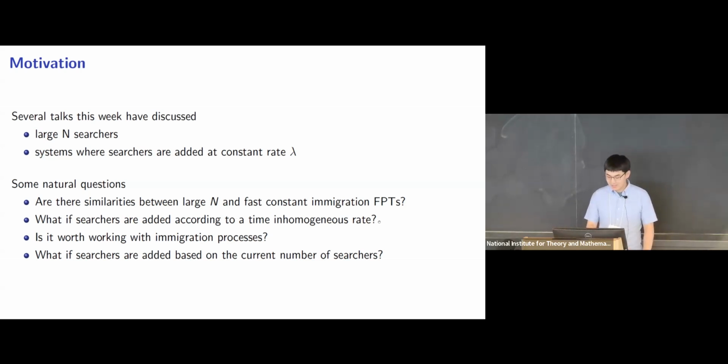Beyond that, there's also some questions about what happens when searchers aren't being added in at some constant rate, if they're coming in at some time inhomogeneous rate. So also the question of whether it's worth working with immigration processes. And I think this question will make more sense coming up later. And at the end, I'll talk a bit about searchers where you add searchers according to how many searchers there are. So it's a sort of population dependency.